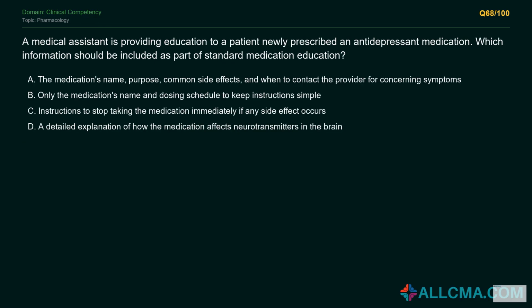Question 68. A medical assistant is providing education to a patient newly prescribed an antidepressant medication. Which information should be included as part of standard medication education? Option A. The medication's name, purpose, common side effects, and when to contact the provider for concerning symptoms. Option B. Only the medication's name and dosing schedule to keep instructions simple. Option C. Instructions to stop taking the medication immediately if any side effect occurs. Option D. A detailed explanation of how the medication affects neurotransmitters in the brain.